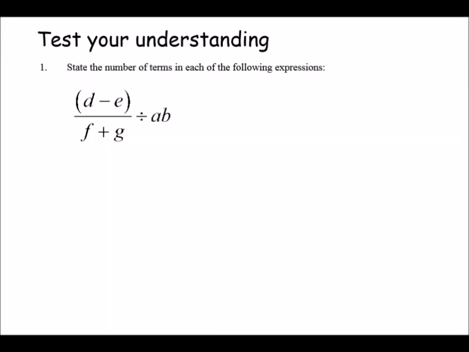Let's test your understanding. State the number of terms in each of the following expressions. Well, there's a minus sign, there's a plus sign, but this one has a bracket. And remember, this is a fraction, so we have this fraction divided by AB. Remember, we look for plus and minuses, so this is actually one term.